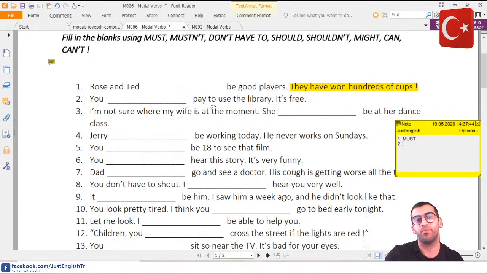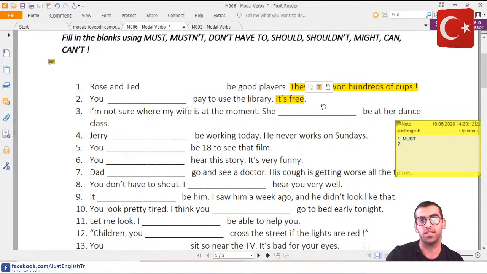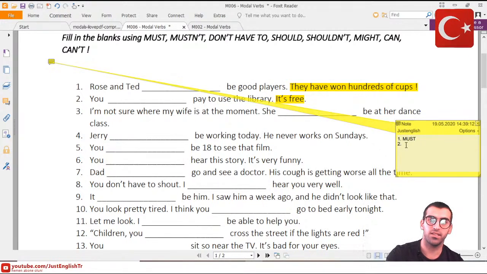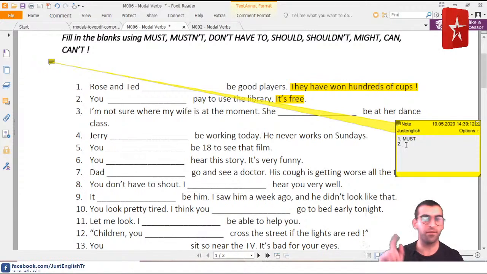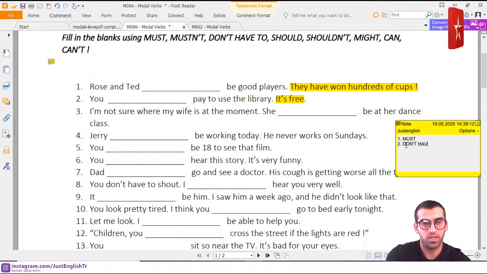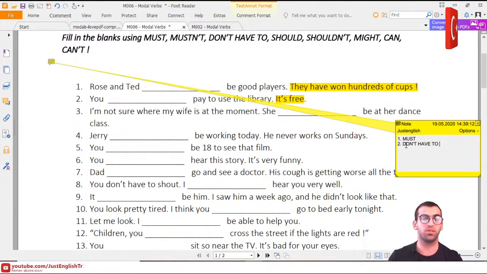All right, number 2. You blah blah blah pay to use the library. It is free. From this sentence, you can understand the meaning and which modal verb we should use here. Let me check the comments. Don't have to, don't have to, don't have to. Yes, don't have to is a correct answer.